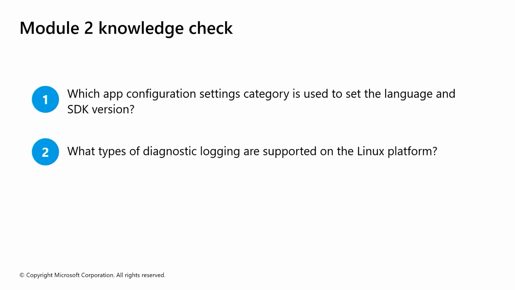Now we're going to take a look at the knowledge check for this module. Question number 1, which app configuration settings category is used to set the language and SDK version? The general settings is used to configure stack, platform, debugging, and the incoming client information.